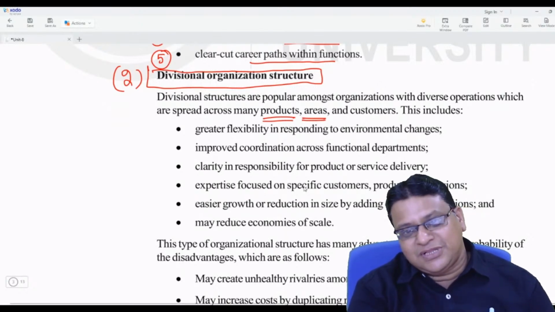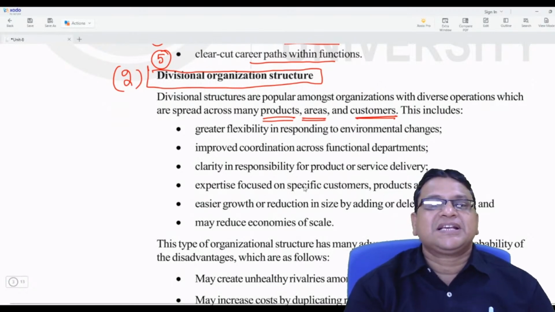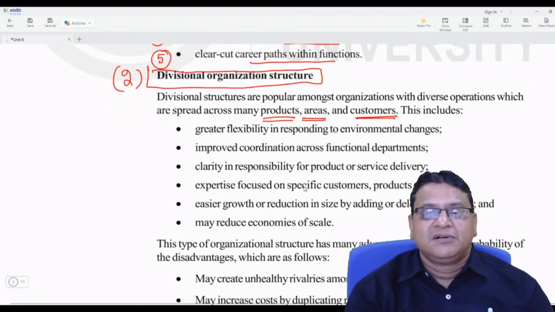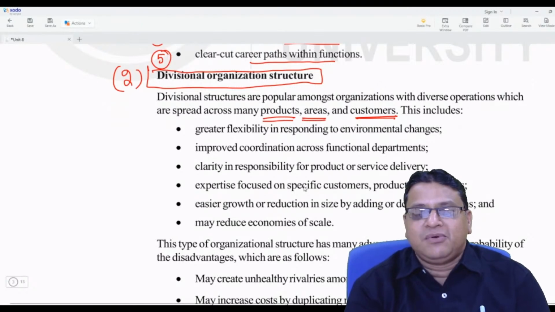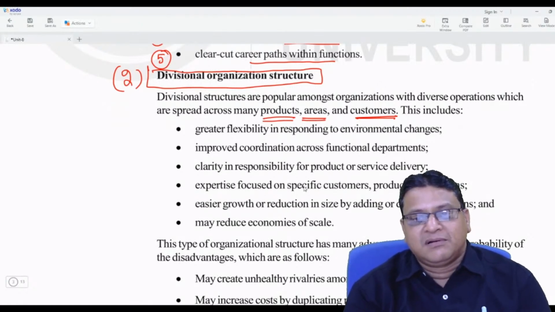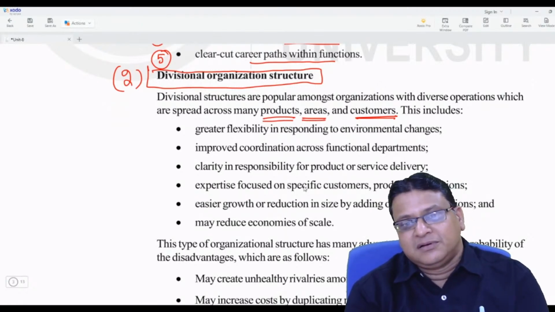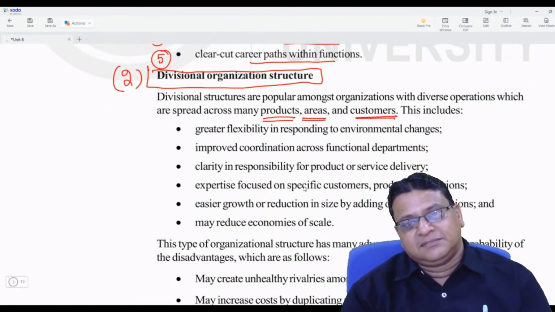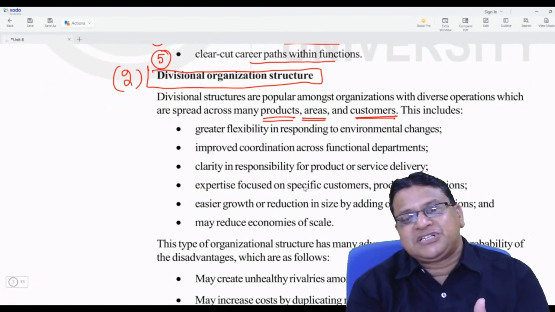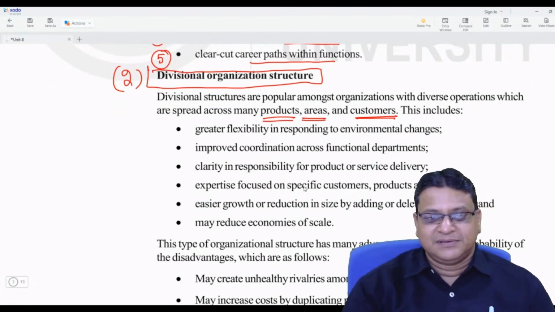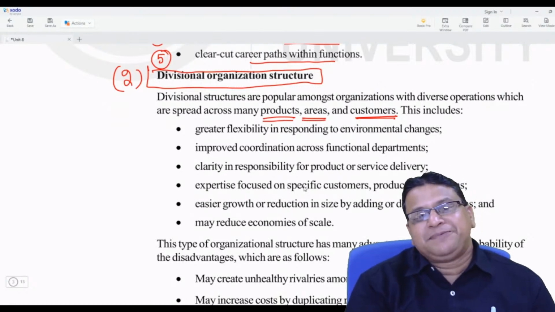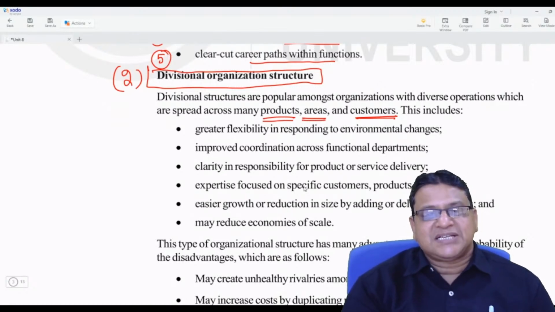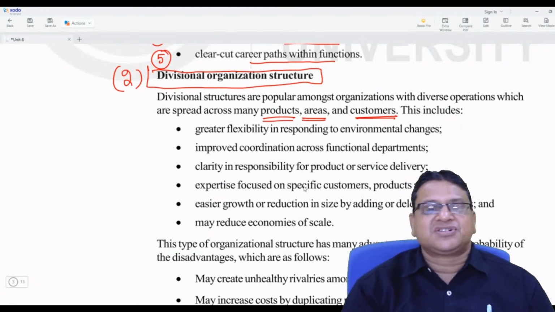There can be division on the basis of customers also. In case of the service sector, for example a salon, one is for male, another is for female. This is on the basis of customers. You divide the organization, and this type of structure is known as divisional organizational structure.